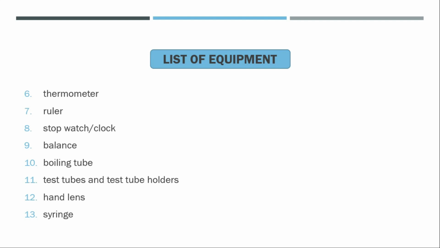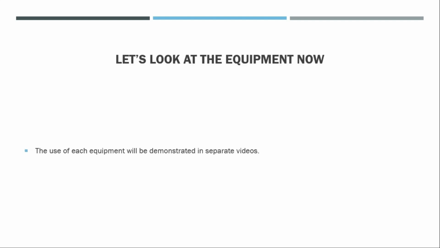We have the list of equipment going again. Alright, so it's time now to hop on over to the videos. The use of each equipment will be demonstrated in separate videos. You have to watch the videos carefully. For example, when you see the video that has the Bunsen burner, the tripod stand, and the wire gauze, they'll be covered in one video. I'll try my best to take you through it.